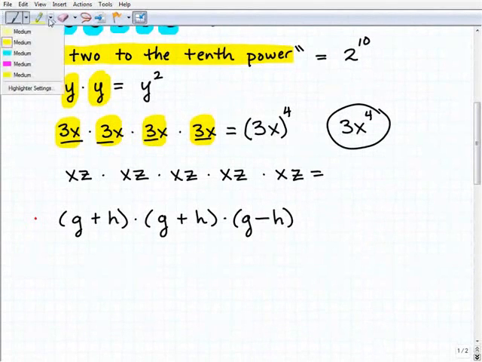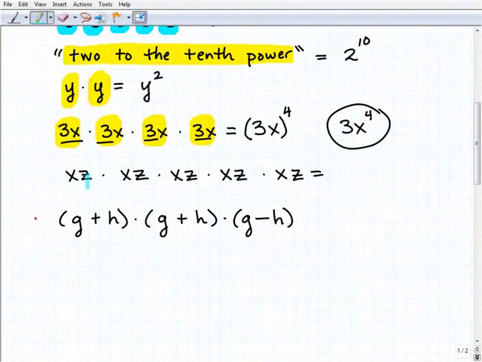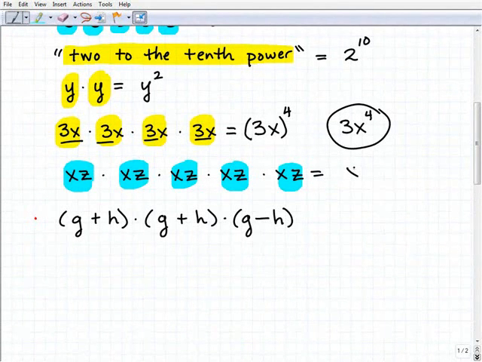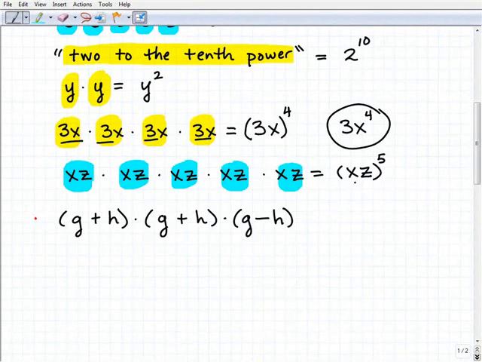Okay, next problem. So we have xz, that's the way we would say that, being multiplied by itself 1, 2, 3, 4, 5 times. So in this case, xz to the 5th power, xz to the 5th. That's how we would write that. So we want to go ahead and use those parentheses.